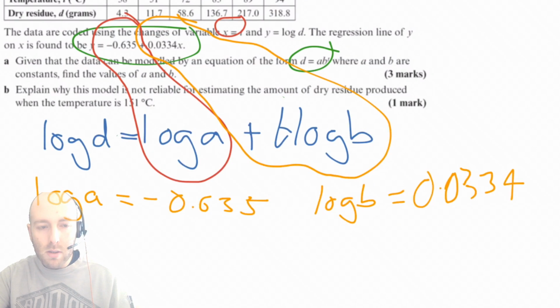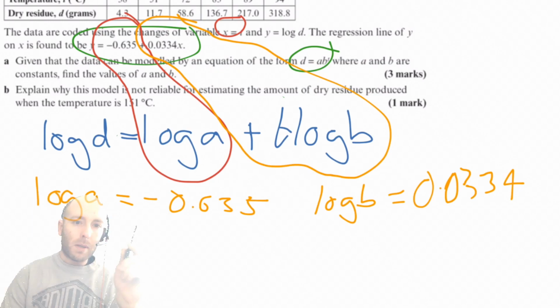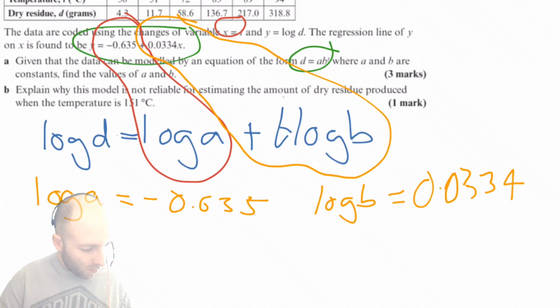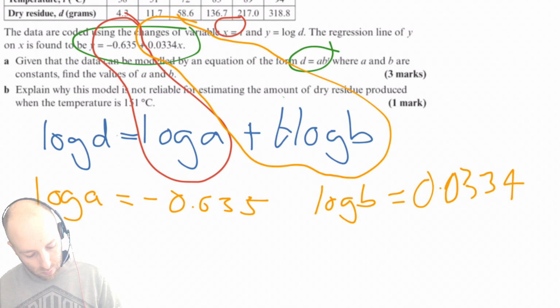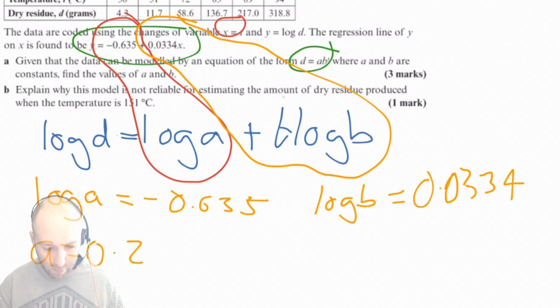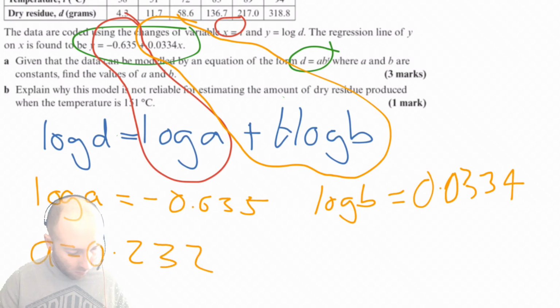Remember, log on its own is log base 10. So I'll do 10 to the power of this to get A, and I'll do 10 to the power of the other one to get B. So 10 to the power of minus 0.635 gives me A equals 0.232. And 10 to the power of 0.0334 gives me B is 1.08.